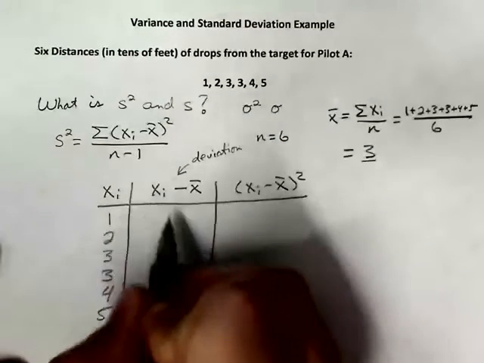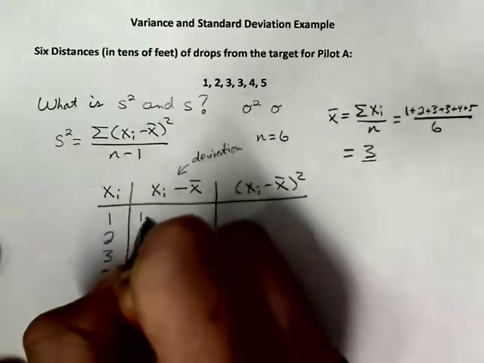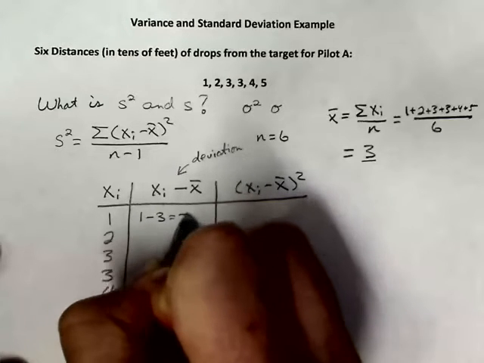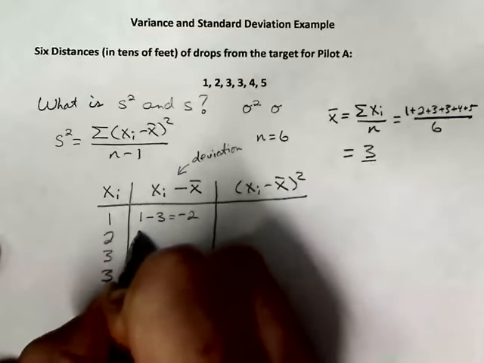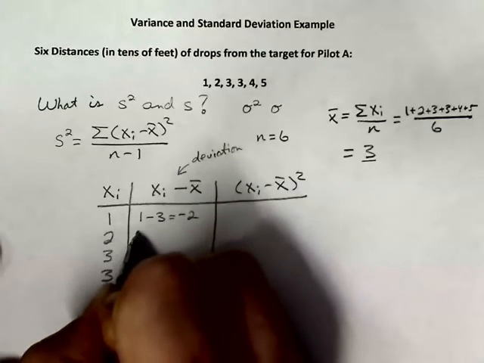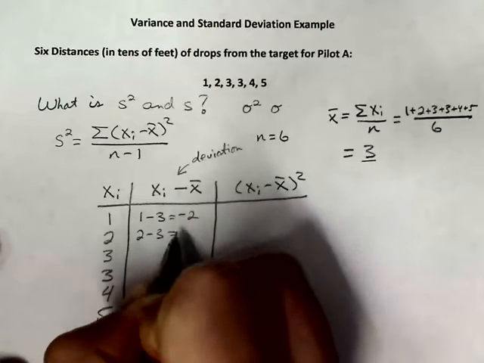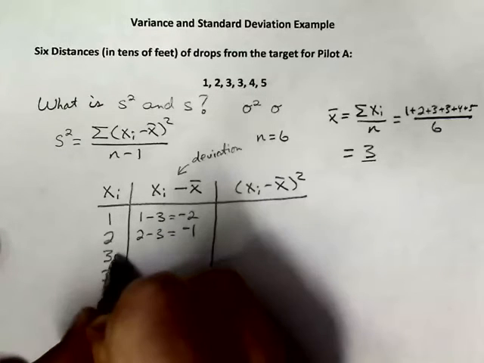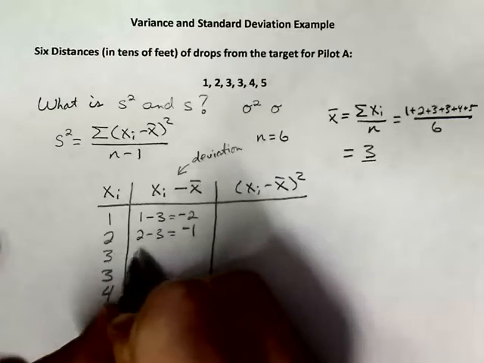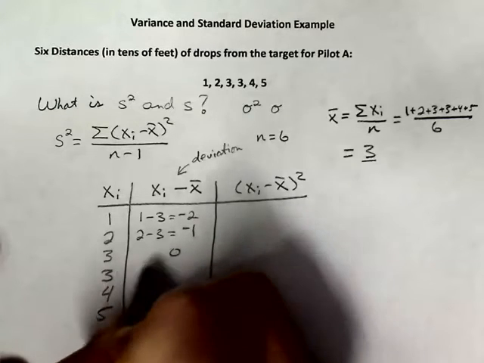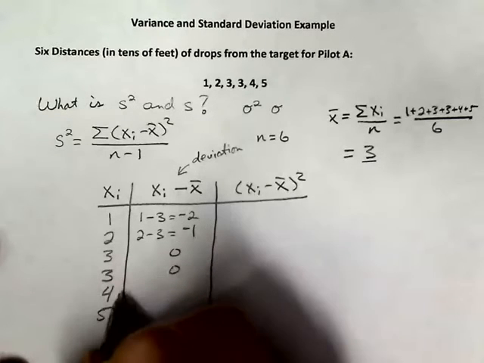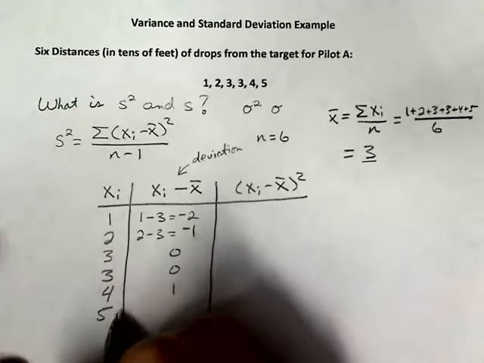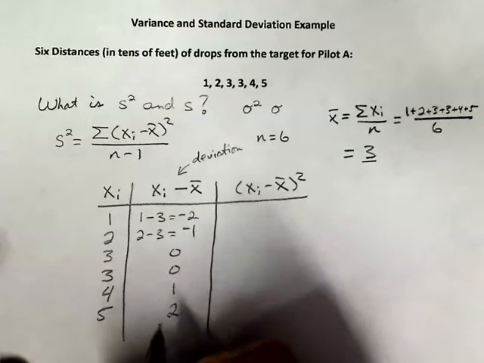So when I look at the first deviation here, I have 1 minus 3. That deviation is negative 2. The deviation associated with 2 is 2 minus 3, and that is negative 1. The deviation associated with 3 is 3 minus 3, which is 0. 3 minus 3 is 0. 4 minus 3 is 1. 5 minus 3 is 2.